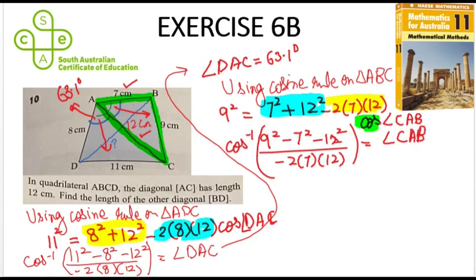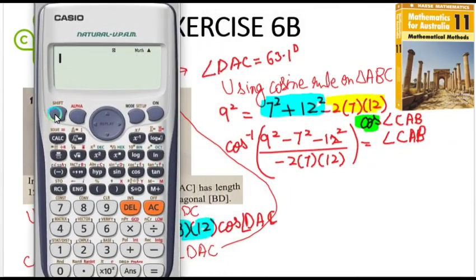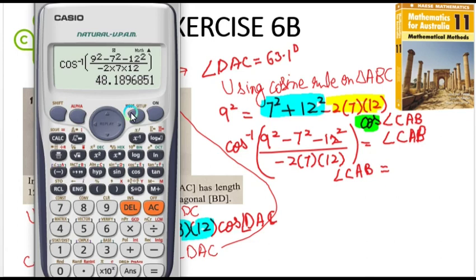Now using calculator to find this angle, it is cos inverse of the fraction. Fraction is 9 square minus 7 square minus 12 square, then divide by negative 2 into 7 into 12, bracket close. So we get 48.2 degrees. So the angle CAB will be equal to 48.2 degrees after rounding off.